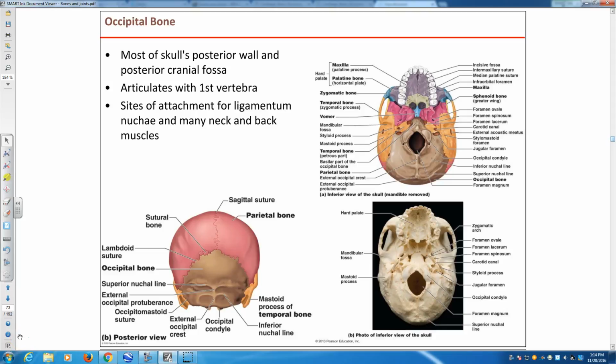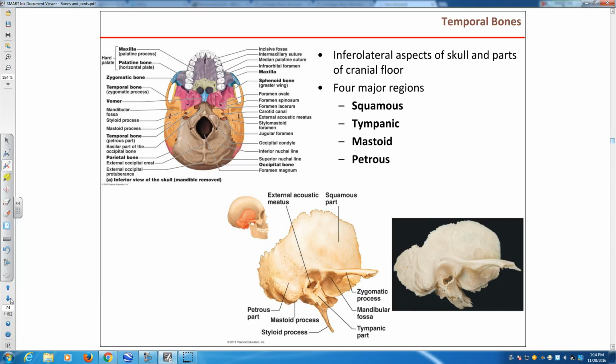I'm going to remind you what we looked at already: the frontal, parietal, and occipital bones. Those are two parietal bones. That's an occipital bone, and we don't see the frontal bone in that picture. So the next one to talk about would be the temporal bone on the side. You can see the temporal bone here, the brown one, and on the model you can see it here on the side.